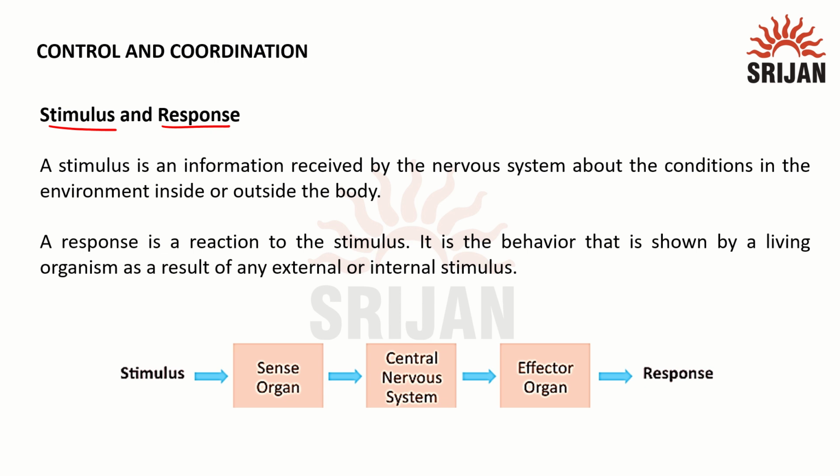A stimulus is information received by the nervous system about the conditions in the environment, either inside or outside of our body. For example, a nail pricking my hand: the nail is the stimulus, which is an external or outside-the-body stimulus. Inside the body, it can be food that enters my digestive system, which can be a stimulus. Now what will be the response?